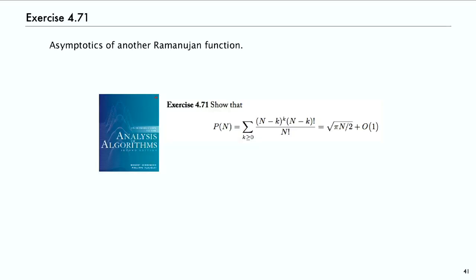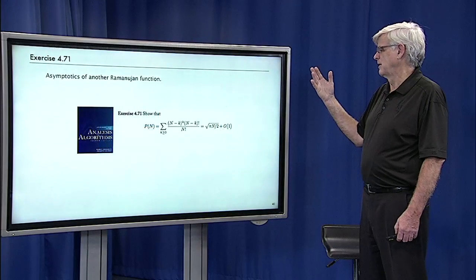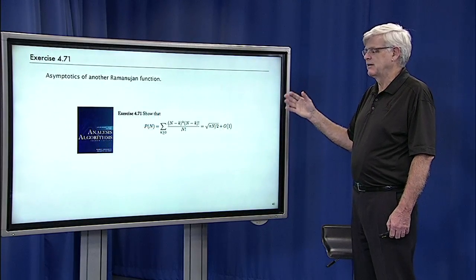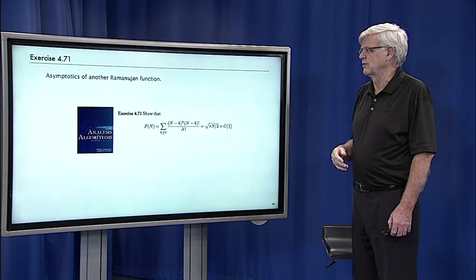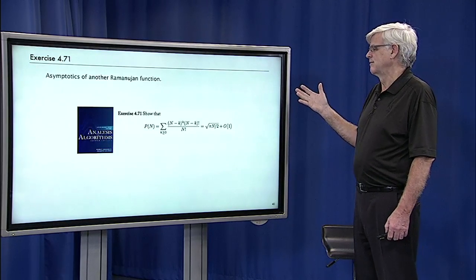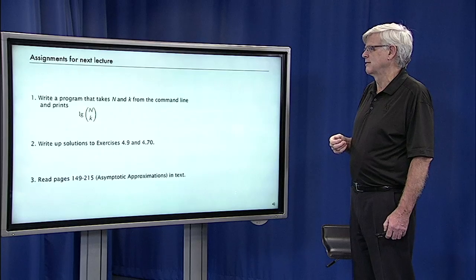Here's another one, an opportunity to go through those calculations that I did in the last section. There's another Ramanujan function. Actually, there's three famous ones, but this is another one called the P function. It's also the R function, which is discussed in the book. And that's this function, the sum over k of (n minus k) to the k, times (n minus k) factorial over n factorial. That one also is approximated by square root of pi n over 2. Going through the steps that I did for the Q function, for this function, will be very instructive if you want to test your understanding of this material.